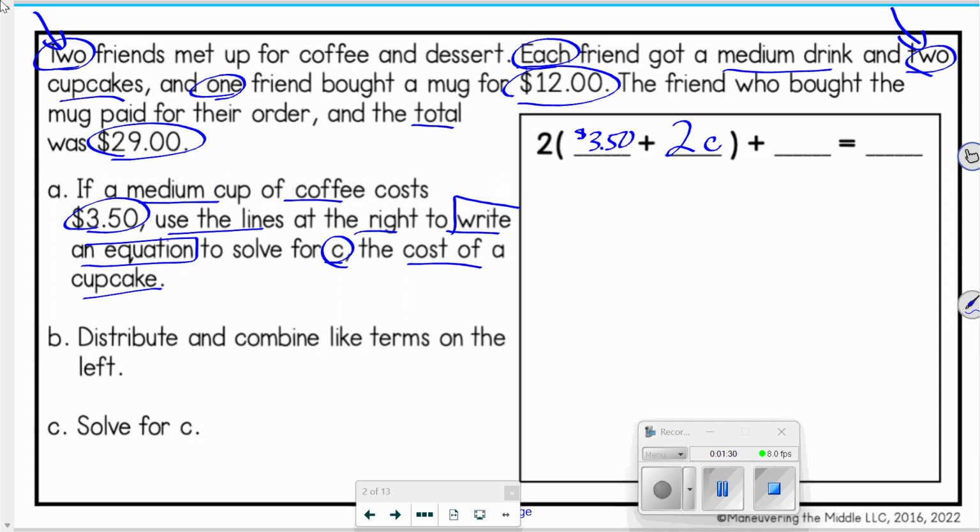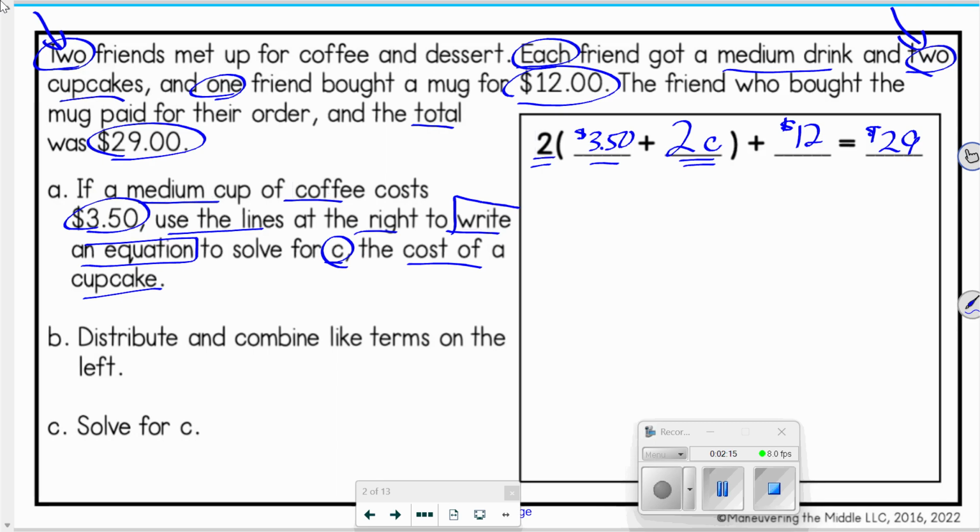So good, guys. What does that parentheses tell us? The parentheses says, here's the group of what we're doing. So each of the two friends got 1 drink and 2 cupcakes, right? Make sense? Then the next term would be 12. And what does that one represent? The mug. And then we have the equals, and that one says $29, which is the total for everything. Make sense?